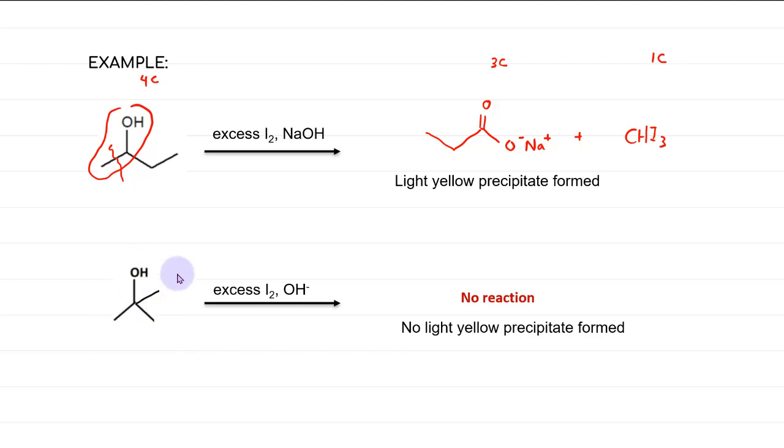Alright, so the next example here we have 2-methyl-2-propanol. Even though you have a methyl group attached to the carbon with this OH group, the carbon attached to your OH, so we are referring to this carbon, doesn't have any hydrogens, so it will not undergo the oxidation reaction. Therefore, for this iodoform test, it will have no reaction and no light yellow precipitate formed.